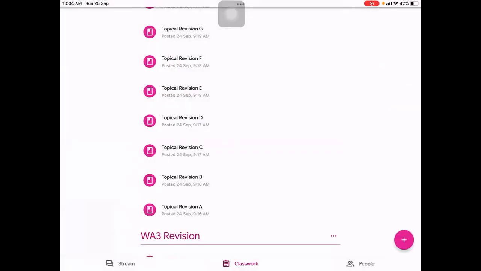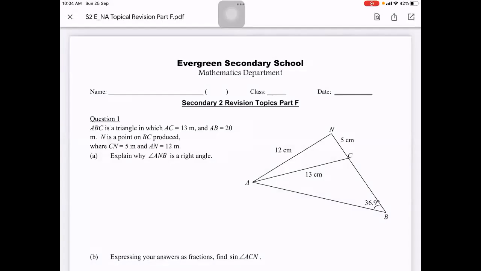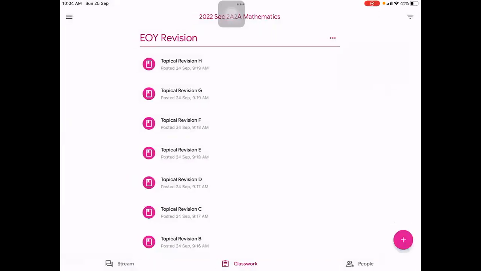Then revision F is on right angle triangles, but we did not learn this chapter. So you can skip revision F, but you do the ones where I went through with you: converse of Pythagoras' theorem and the shortest distance of a right angle triangle.